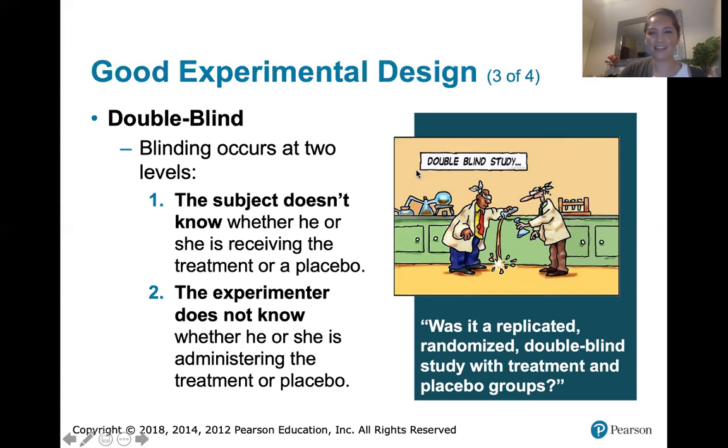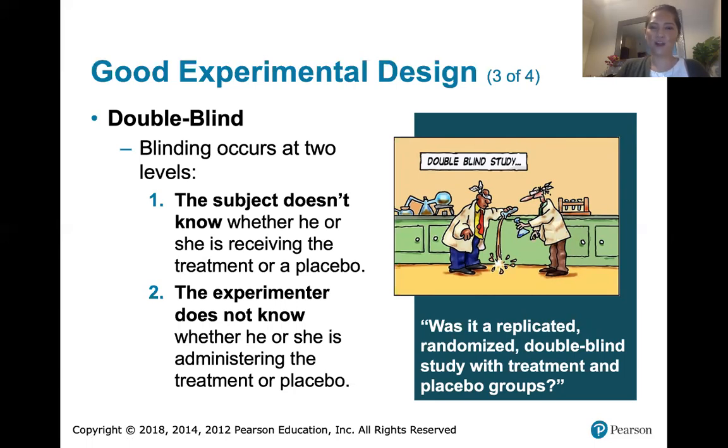So I love this. Again, you've got your double-blind study on the side over here. This is not what we mean when we talk about double-blind, like nobody's wearing blindfolds. It just means that the subject doesn't know whether they're receiving the placebo or the treatment, and neither does the person that is administering the treatment or the placebo. And I think that this little quote at the bottom is cute. Was it a replicated study? Was it a randomized double-blind study with treatment and placebo groups? Because if it was, that's a very good thing.